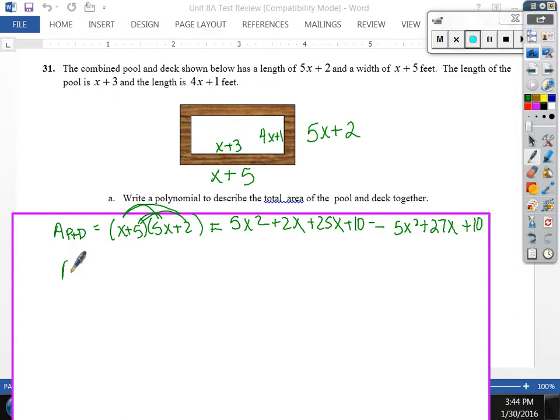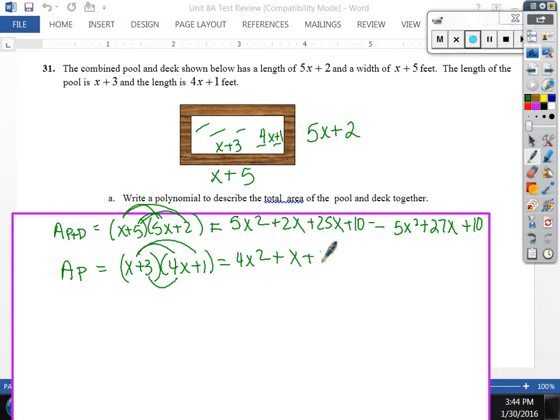Okay, now I'm going to do the area of just the pool. So this little part is just the pool. So the area of the pool is x plus 3 times 4x plus 1. So x times 4x is 4x squared. x times 1 is x. 3 times 4x is plus 12x. And 3 times 1 is 3. So that gives me 4x squared plus 13x plus 3.